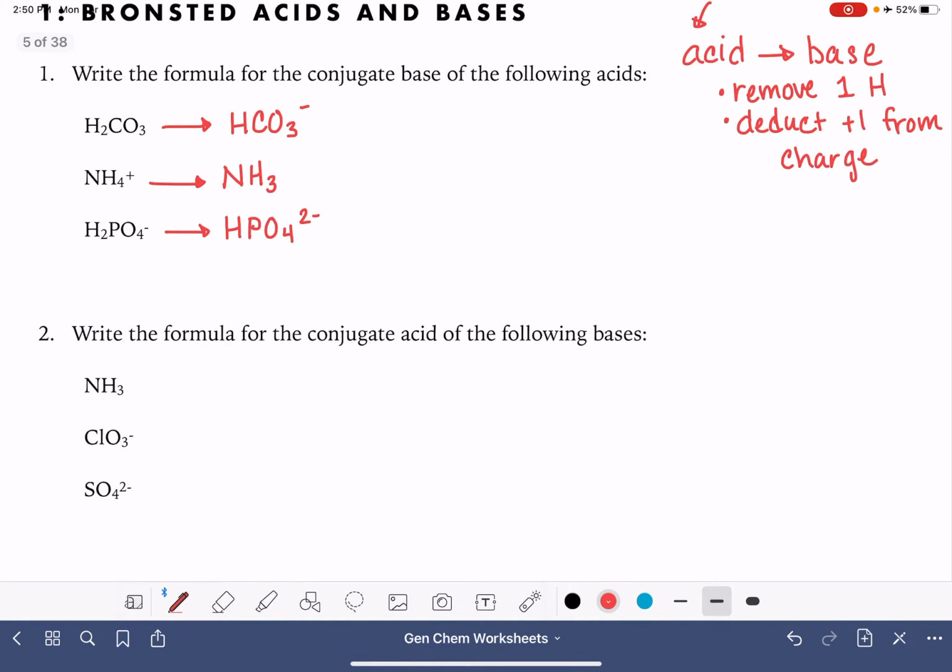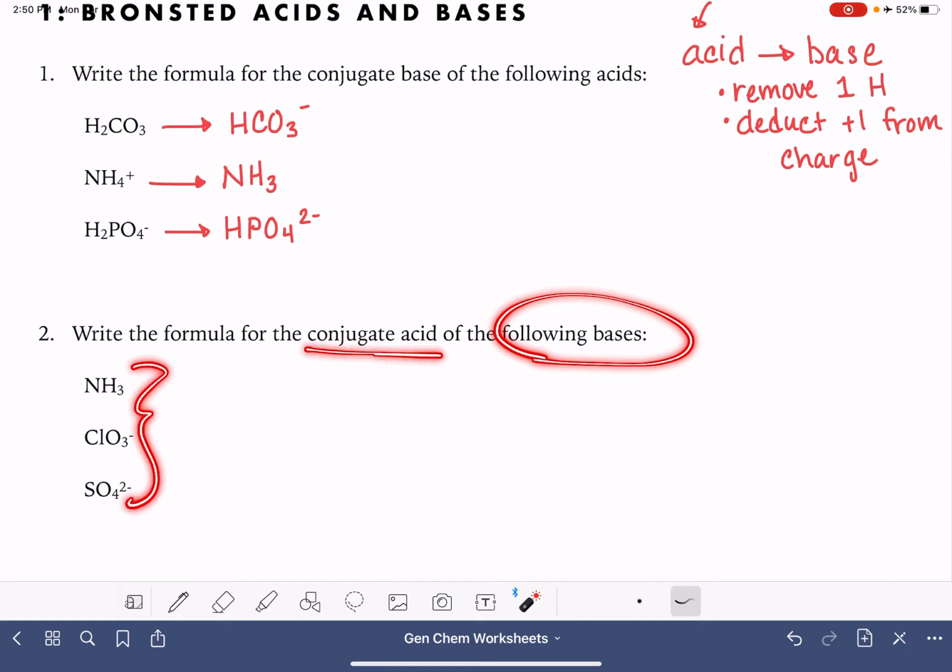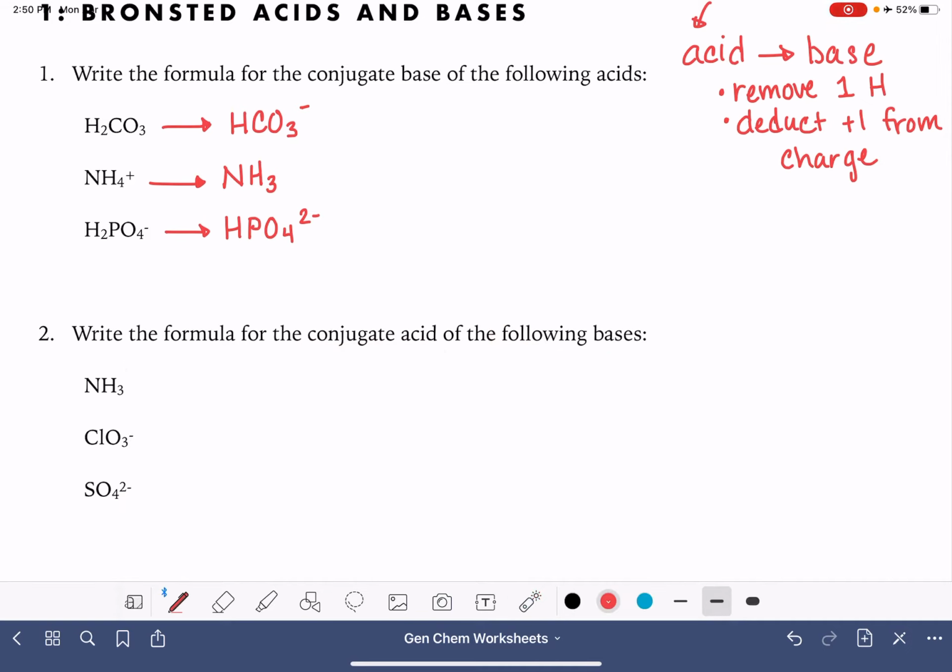Now, if we're going in the opposite direction, so we're being given the formula of bases and we are being asked to write the formula of a conjugate acid, we want to do the opposite of all of these steps up here. So this means that we want to add one hydrogen atom to the formula, and this means that we want to increase our charge by +1.